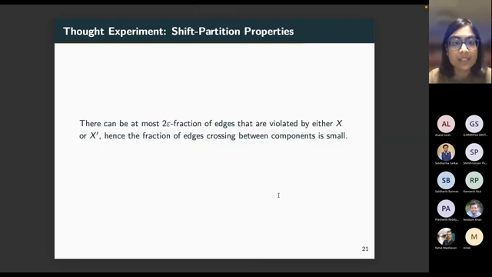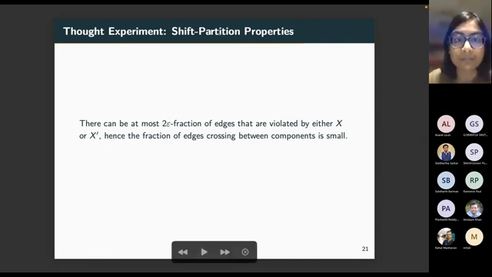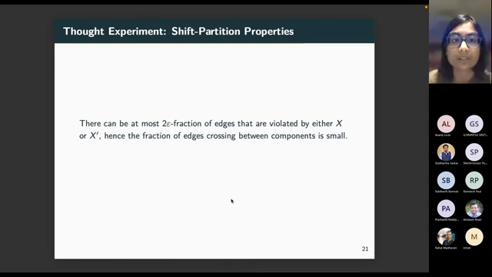And this means that when we create this shift partition, there can be at most 2 epsilon fraction of edges that are violated by x or x prime, and that's why the fraction of edges that go between the components is at most 2 epsilon. This is just because of a union bound, and because we know that x is a 1 minus epsilon satisfying assignment, and so is x prime.